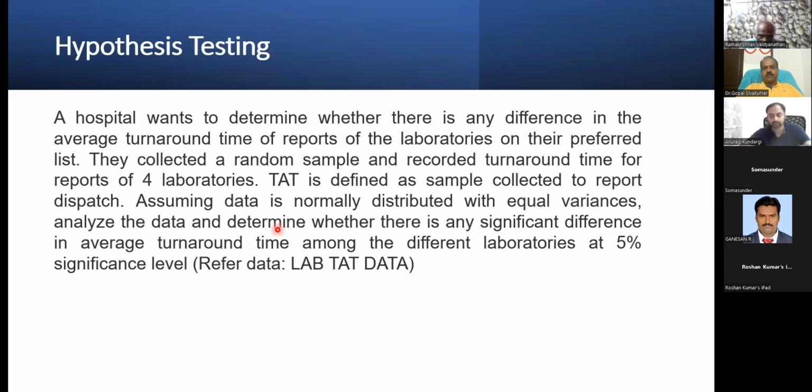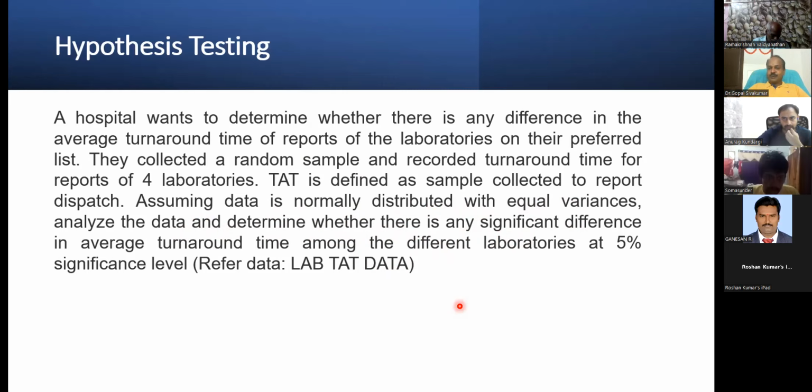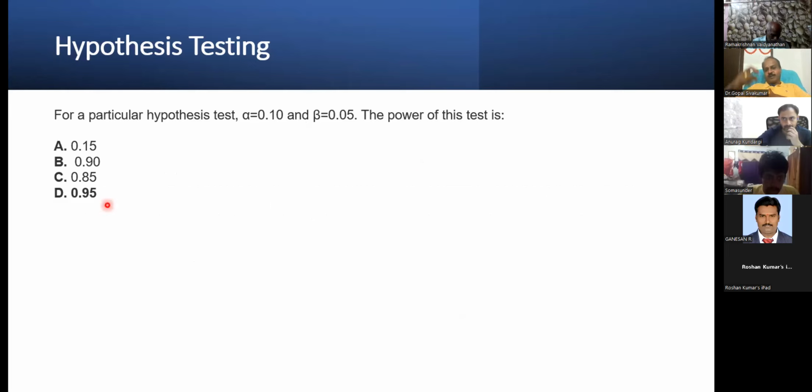Now this is a problem which demands hypothesis testing. This requires data also, that means turnaround time. There are 4 laboratories: laboratory A, laboratory B, laboratory C, laboratory D. You need to figure out whether any specific laboratory has a significantly lower turnaround time. Tell me which hypothesis testing will best fit. ANOVA. Very good. They are simply asking whether there is a significant difference. Assuming data is normally distributed with equal variance, analyze the data and determine if there is a significant difference. When will you say the difference is significant? If the p value is less than 0.05. That's all. You should be able to copy paste the data and conduct ANOVA. If the p value is less than 0.05, you can say there is a significant difference.